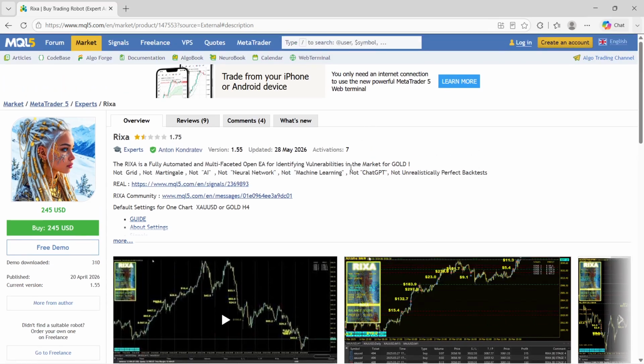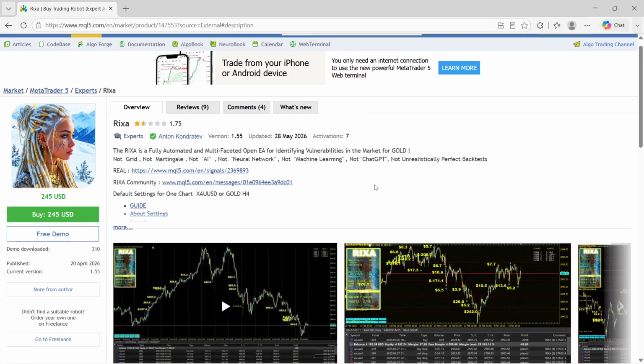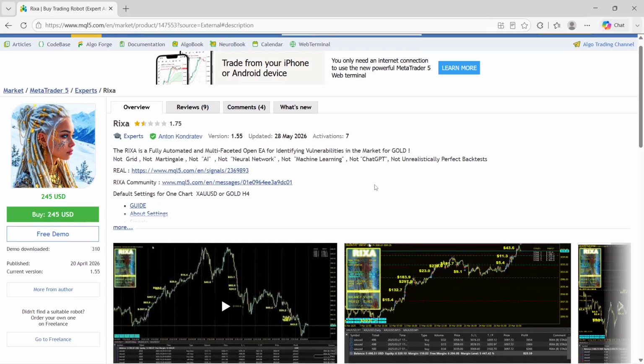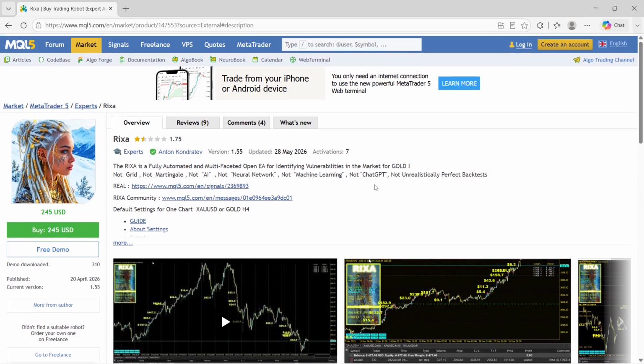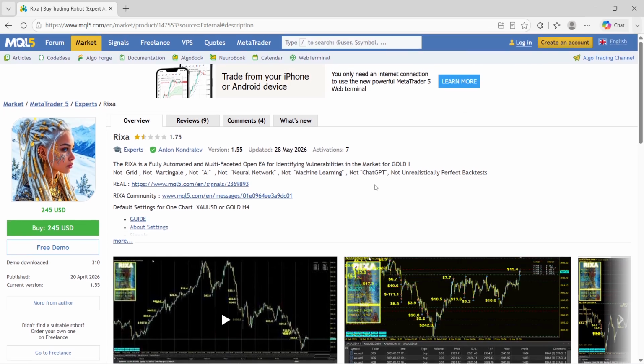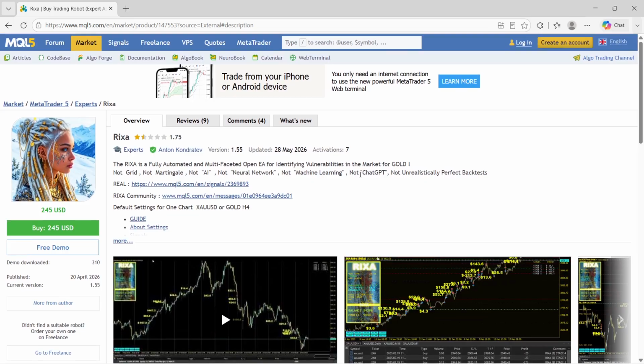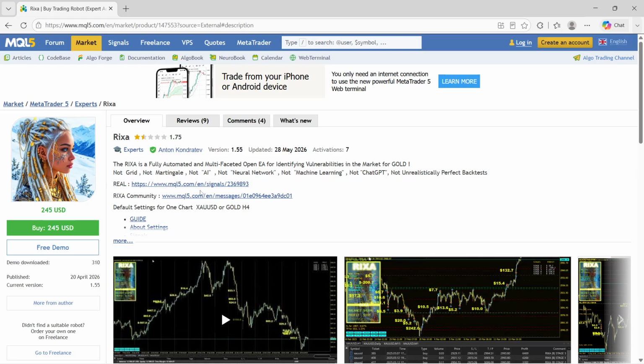Hey everyone, welcome back. Today we are reviewing the Rixa EA for MT5. This is a multi-strategy gold system focused on support and resistance level breakouts. So let's break down the claims and look at the backtest.